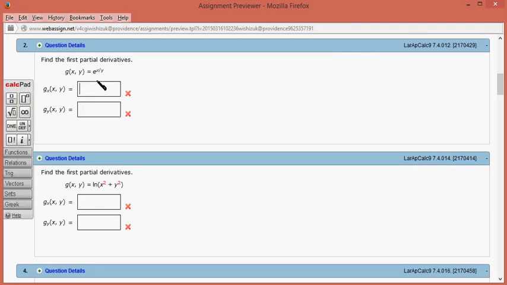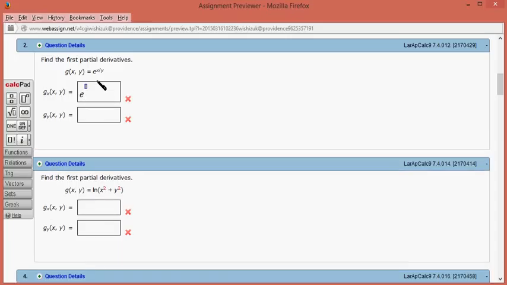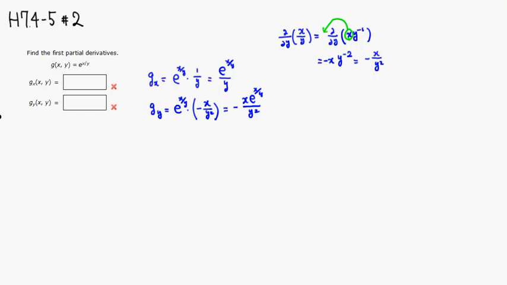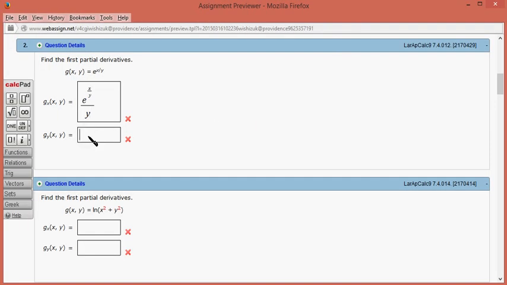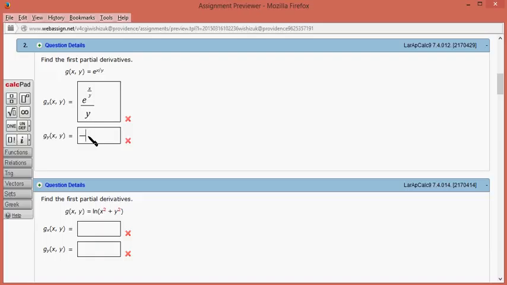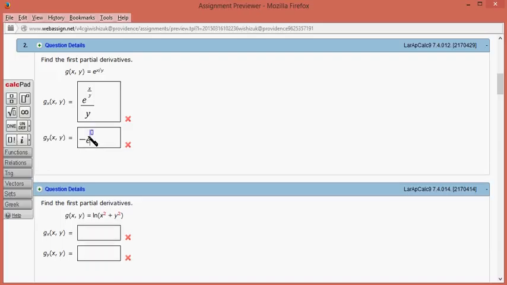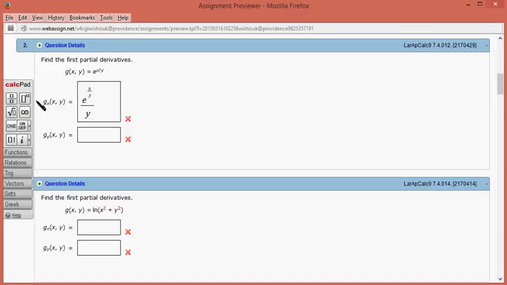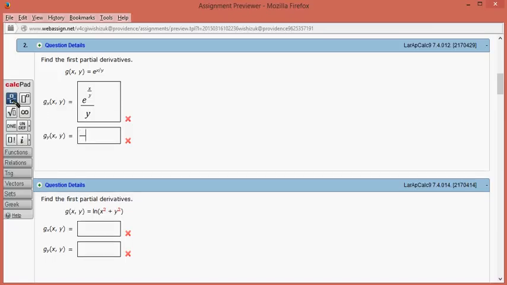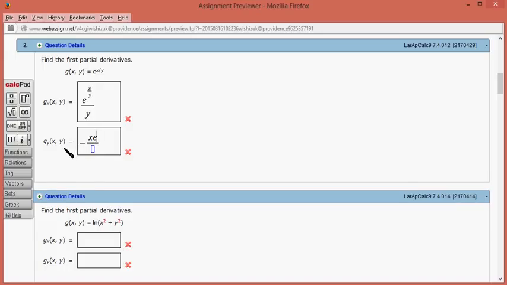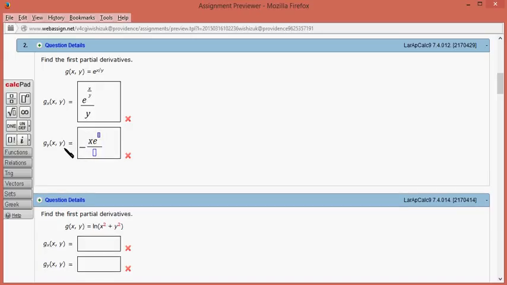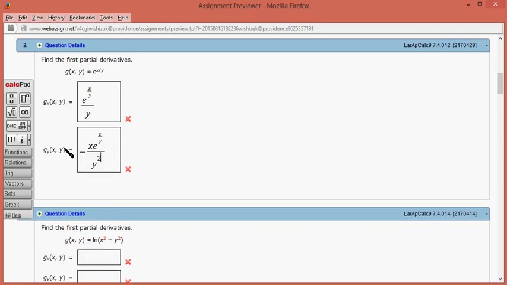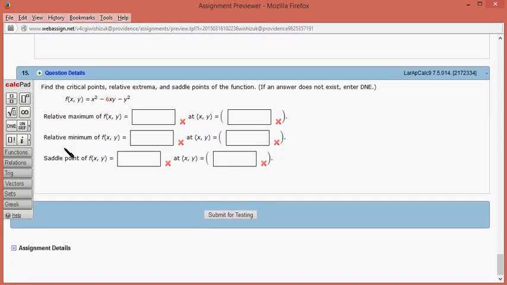Right, so what we got was e to the x over y, and here we got negative, actually we need to probably, right, so maybe I'll put the negative fraction x e to the x over y squared, right? So let's submit for testing.